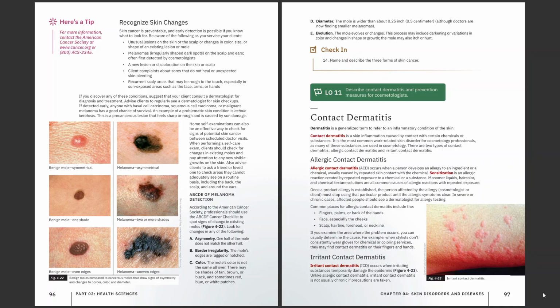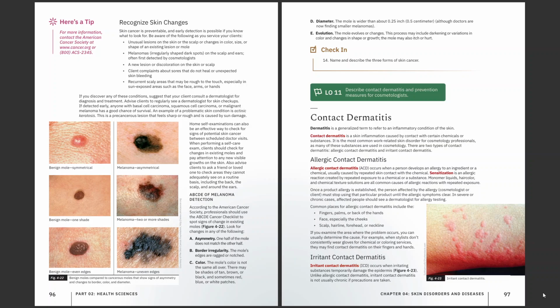Allergic contact dermatitis, ACD, occurs when a person develops an allergy to an ingredient or a chemical, usually caused by repeated skin contact with the chemical. Sensitization is an allergic reaction created by repeated exposure to a chemical or a substance. Monomer liquids, hair color, and chemical texture solutions are all common causes of allergic reactions with repeated exposure.